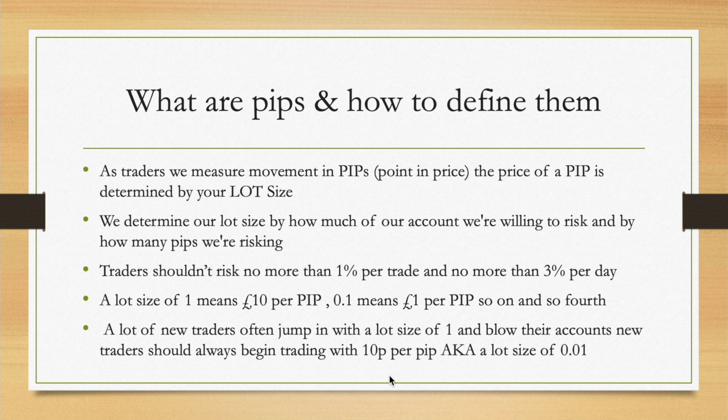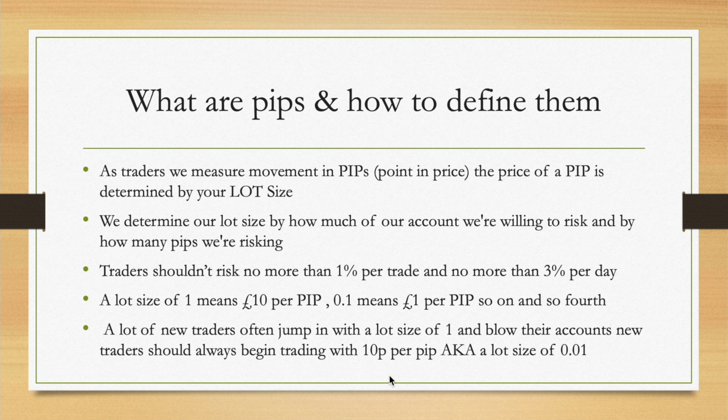We determine our lot size by how much of our account we're willing to risk and by how many pips we're risking it over. So as traders, we shouldn't risk any more than, I say, 1 to 2% per trade and no more than 3 to 4% per day. So if you've taken 4 1% trades and let's say they all lost, we recommend that you stop trading for that day or perhaps a couple of days.